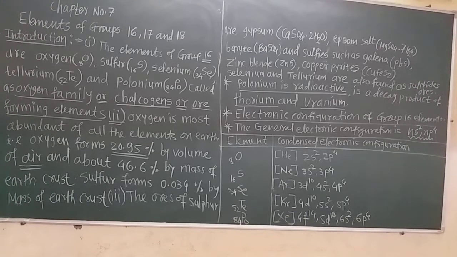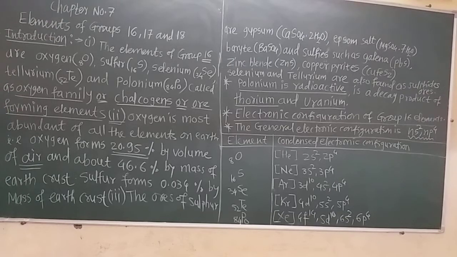Again, the third and fourth elements, selenium and tellurium, are also found in the earth's crust in the form of sulfide ores, in somewhat lesser proportion. But polonium is a radioactive decay product, and it is the decay product of thorium and uranium.